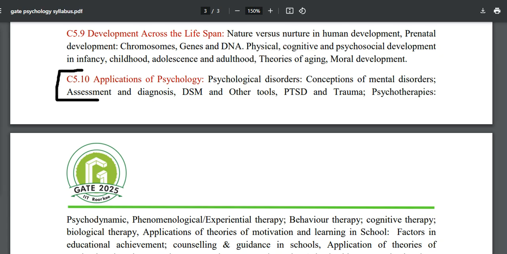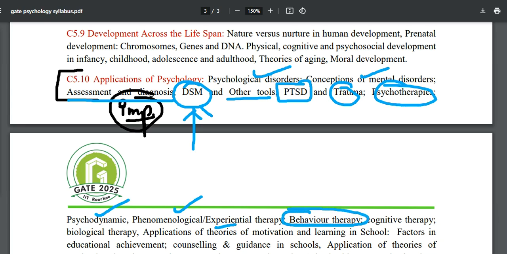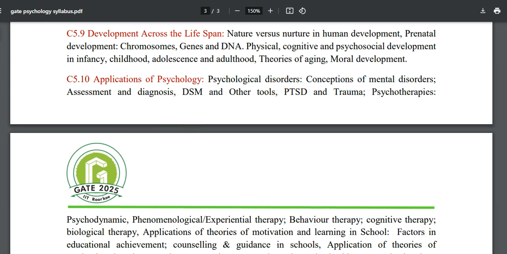And talking about C 5.10, applications of psychology, this is an important one because they are directly asking you about disorders. So you have to be a little aware of the clinical side also: psychological disorders, conceptions of mental disorders, assessment and diagnosis. DSM has not been asked yet, but they can ask you. And other tools, PTSD not been asked. Trauma, psychotherapies they are asking. Psychodynamic, phenomenological, experiential, behavior therapy they are asking on this also. Not that difficult, but yes, they are touching these points as well.